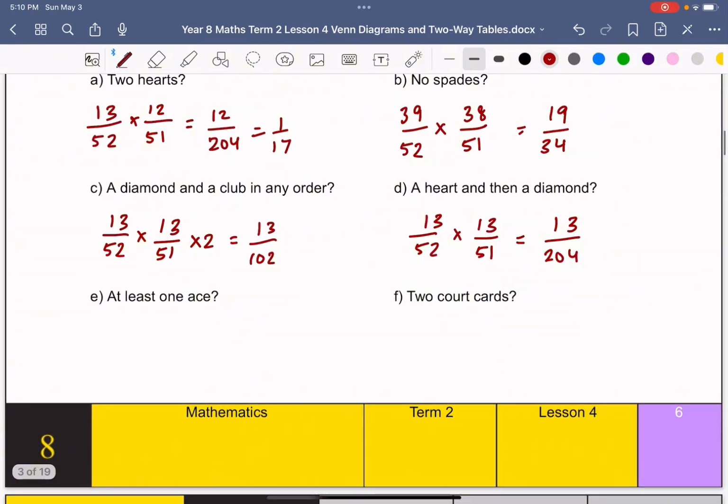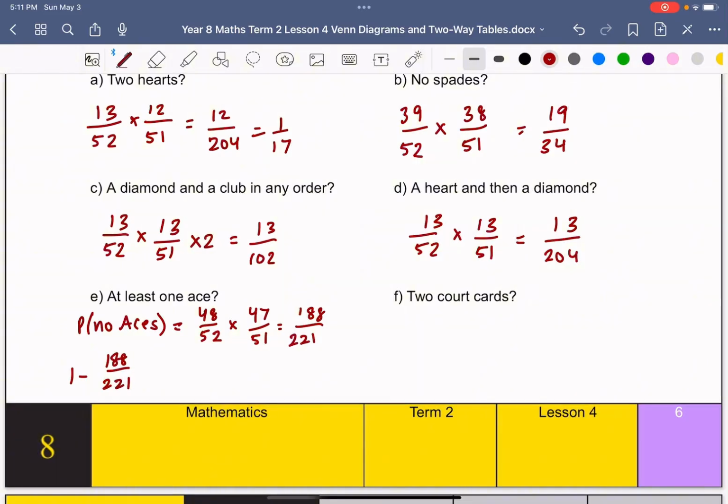At least 1 ace. I'm going to find the probability of no aces first, and then we can do 1 minus our probability. So 48 out of 52 because there are 4 aces in a deck of cards. Times by 47, 1 less card after we've picked one. That gives me 188 over 221. Now, at least 1 means we're going to do 1 minus getting no aces. And that gives me 33 over 221.